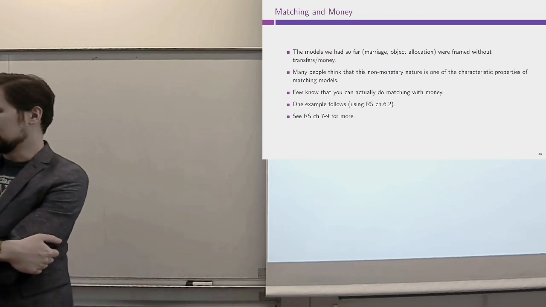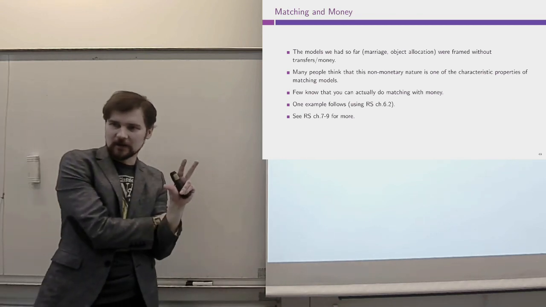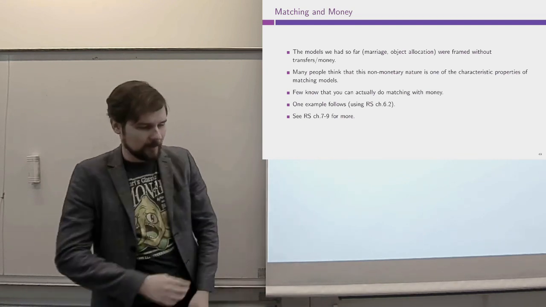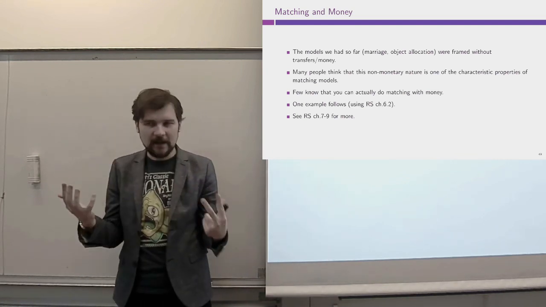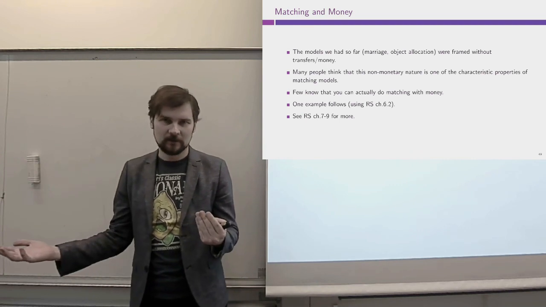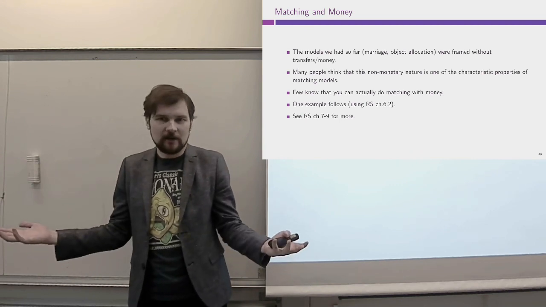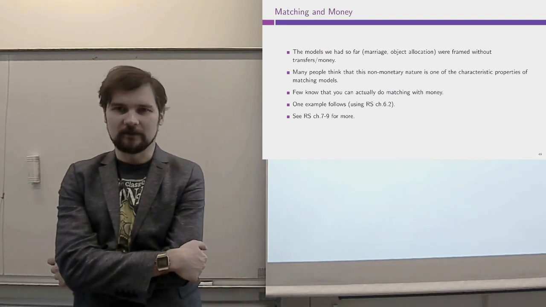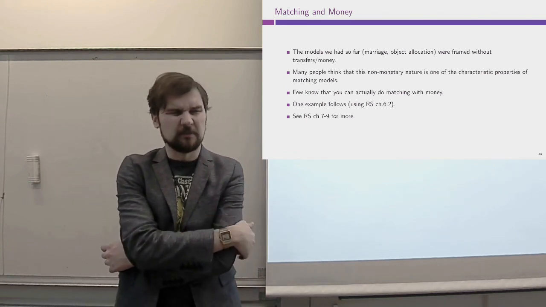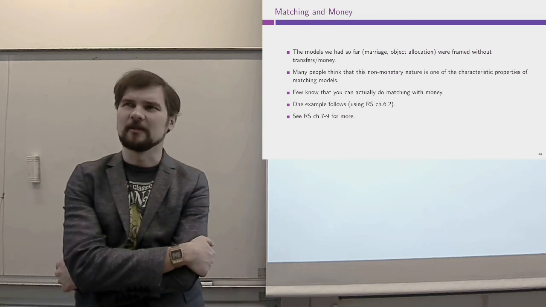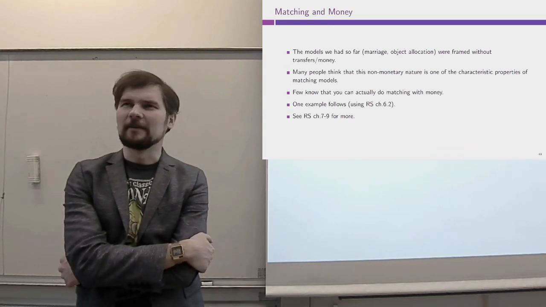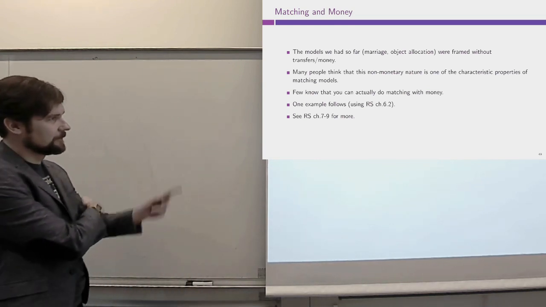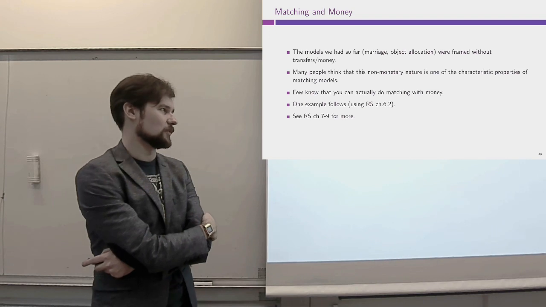The problem of job markets, where we allocate workers across firms, that has money. The problem of allocating assets across firms, that might as well have money. Why not? Even if we're talking about departments of a single firm, there are payments within multinational firms. That's an incredibly fascinating topic in accounting. So few know that you can actually do matching with money.